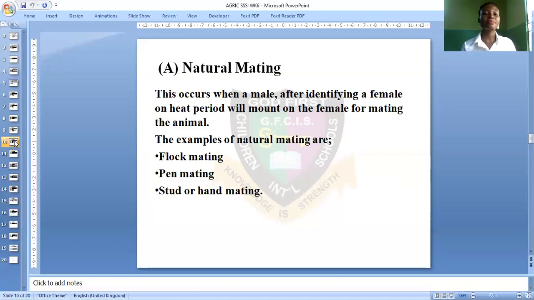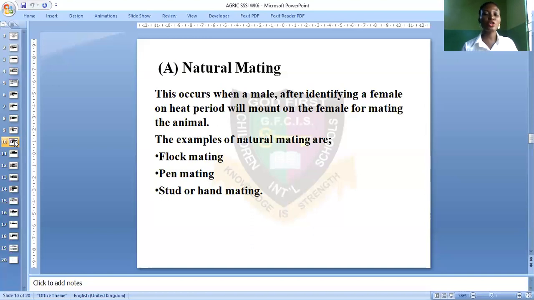In pen mating, the word pen is the house of livestock, livestock such as the cattle, goats, pig. The pen is where they are being kept. That is their house. So, pen mating, here, a good number of male farm animals will be kept together with a large number of female farm animals, and they are allowed to mate together. A large number of male animals will be kept together with a limited number of female farm animals, and they will be allowed to mate together.